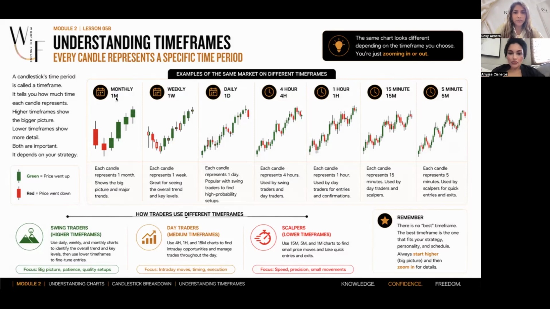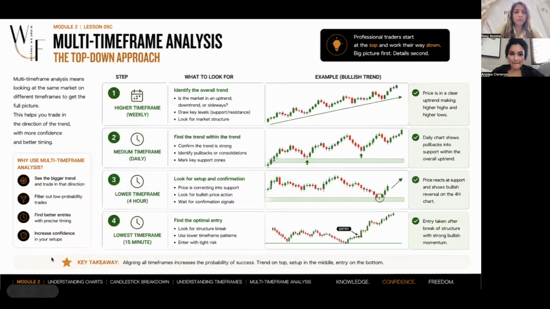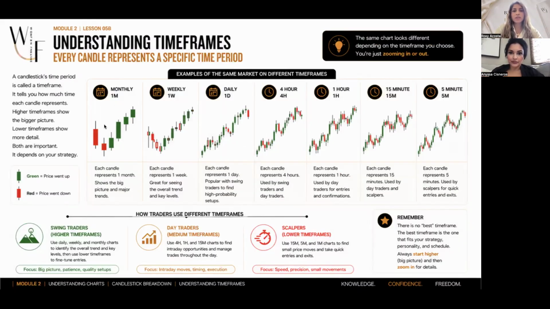Okay, so here's an example. Can you see my cursor? Yes. Okay, so this is the monthly. It says here monthly, 1 month. So each candle here is 1 month. How many months is this? 6. The next one over with the same move, let's pretend this is the same ticker. Let's pretend this is SPY in the monthly. So this is the move you could see over 7 months.